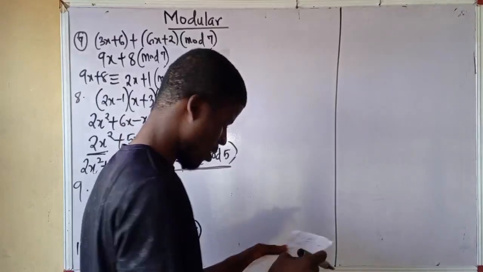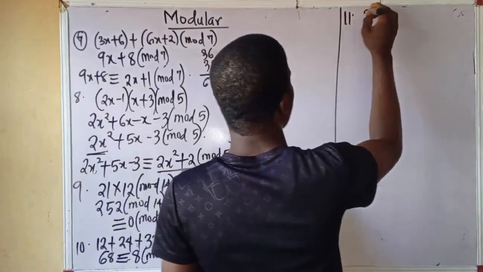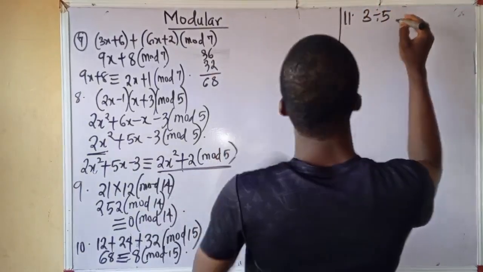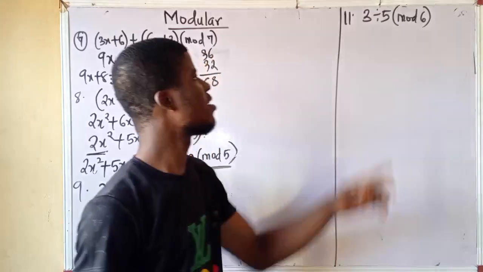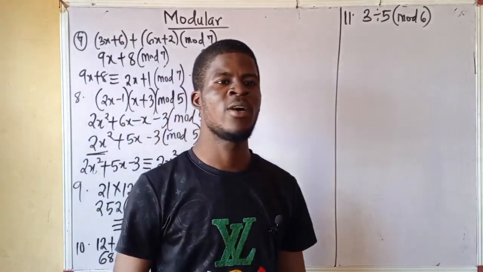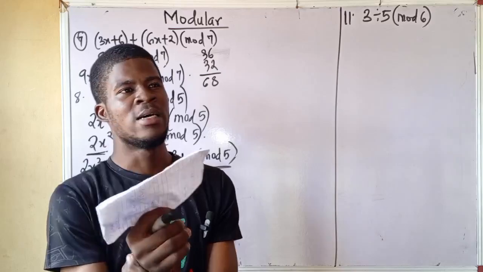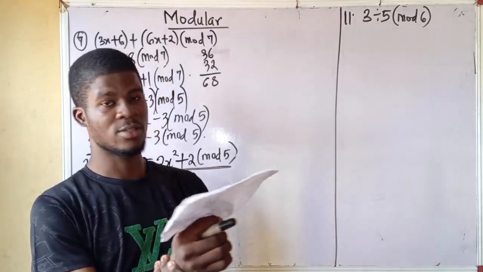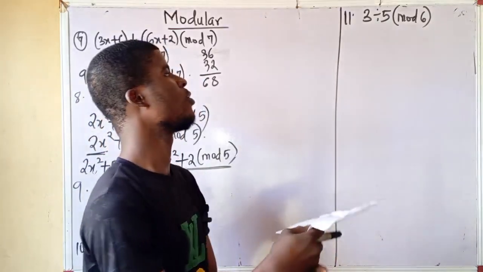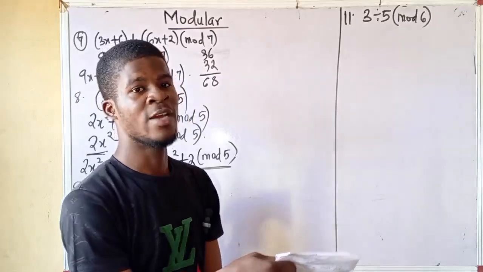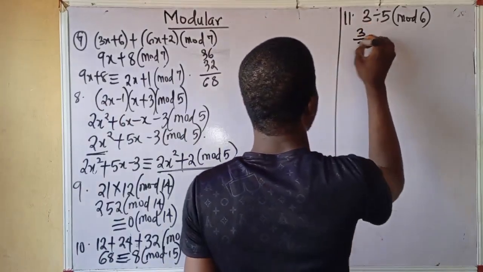What is 3 divided by 5? Question 11. 3 divided by 5 modulo 6. Of course, you know that if I divide 3 by 5, it will give me a decimal value, 0 point something, right? So we do not need decimals in this case. So we have to look for the value that is congruent to 3 divided by 5 in modulo 6. You know, I can write 3 divided by 5 as 3 over 5.